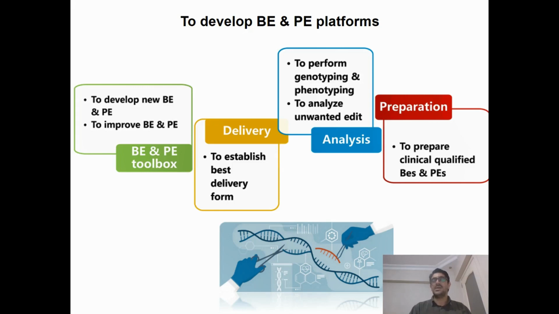On the other hand, we also need to improve the analysis, because after using the base editing or nuclease editing system, the genotyping or phenotyping of the cells or tissue is very important, and we also need to determine any unwanted editing after these two editing systems. So after we come up with all the improvement and optimization, we are going to be ready for clinical qualification of base editor or prime editor systems for the 7,000 different rare diseases.